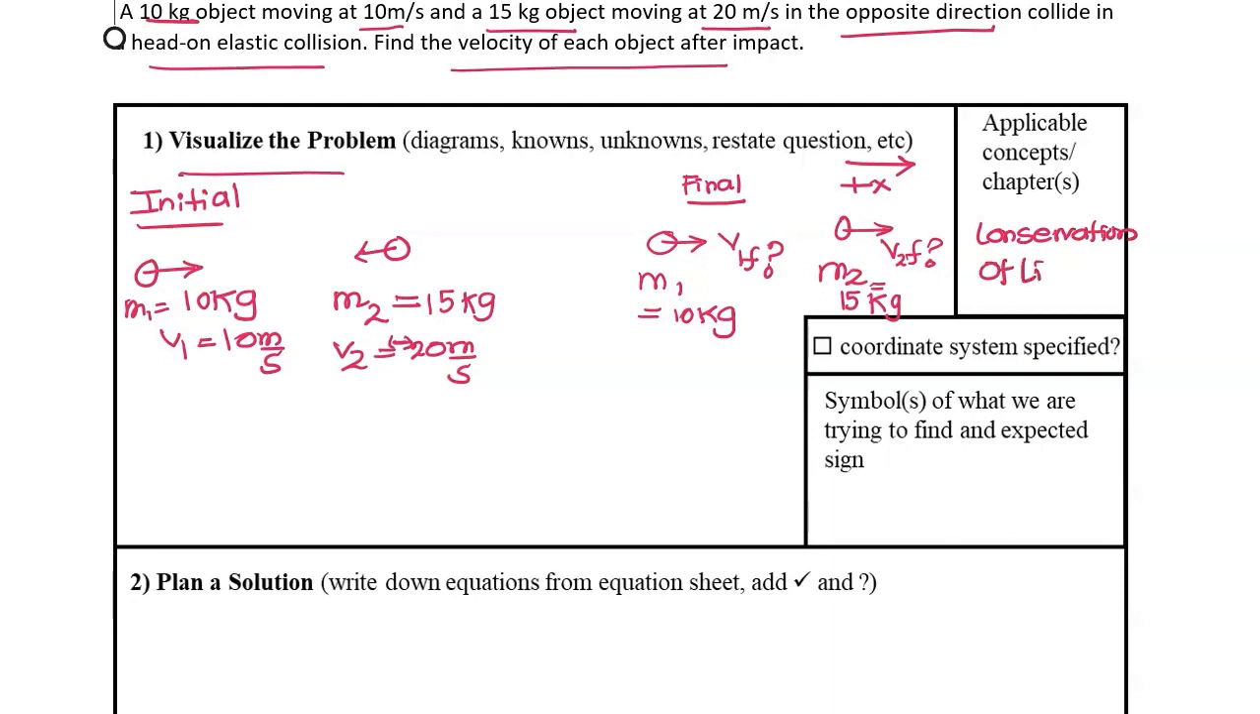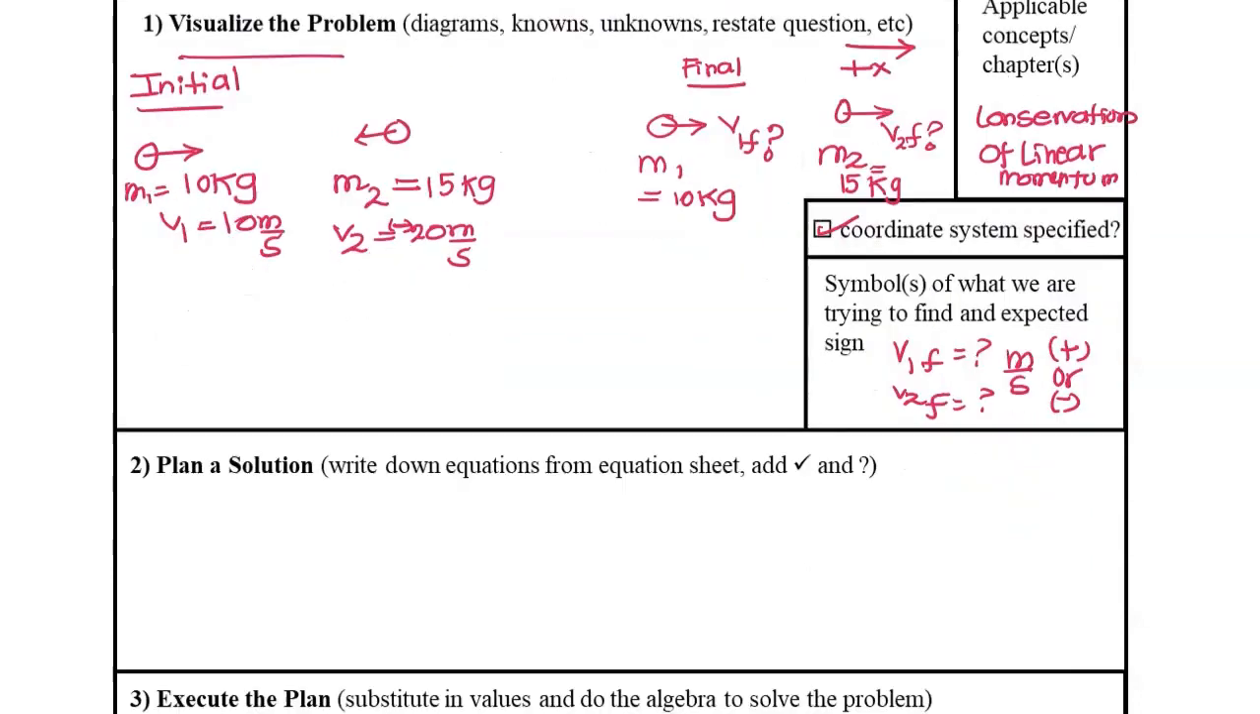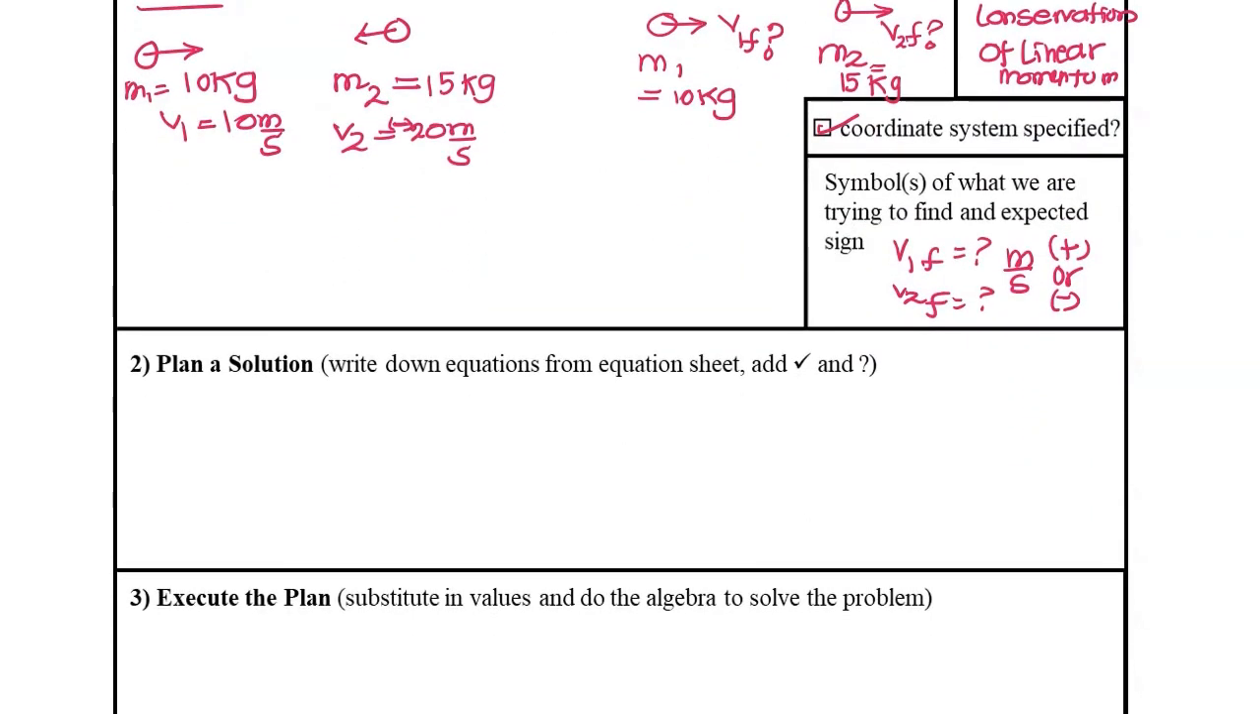So the applicable concept is conservation of linear momentum, and we have specified the coordinate system. Yes, we have taken right as positive, and we are trying to calculate the final velocities, and the unit is meters per second. It can be either positive or negative. We can expect to have a negative value because the initial momentum of the system is negative.